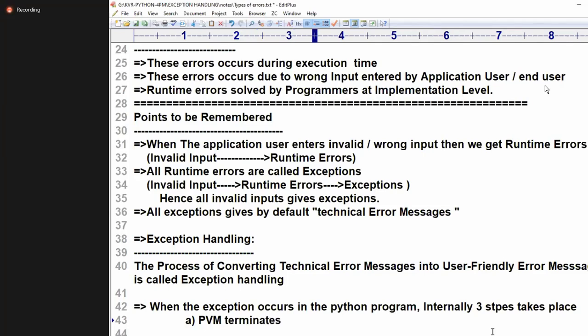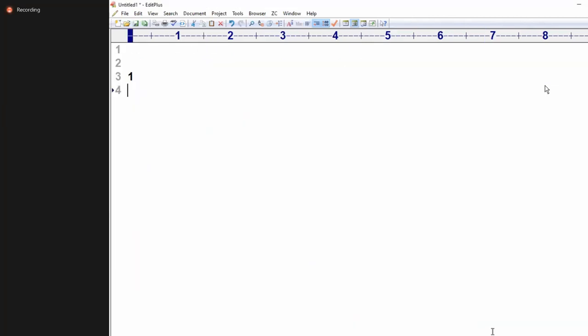This is an important terminology. Abnormally means what? Suppose there are 1 to 10 steps. This is the first statement, second statement, third statement, fourth statement, fifth statement. Like that, I have 10 statements with me.